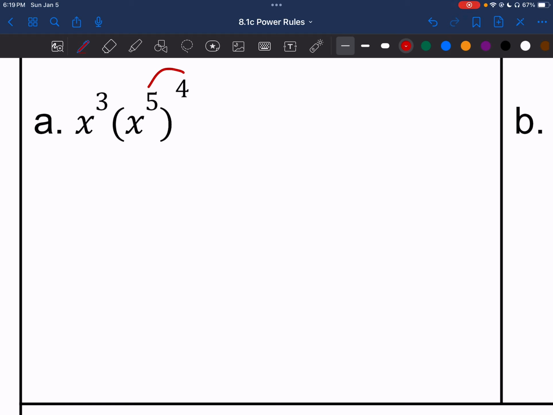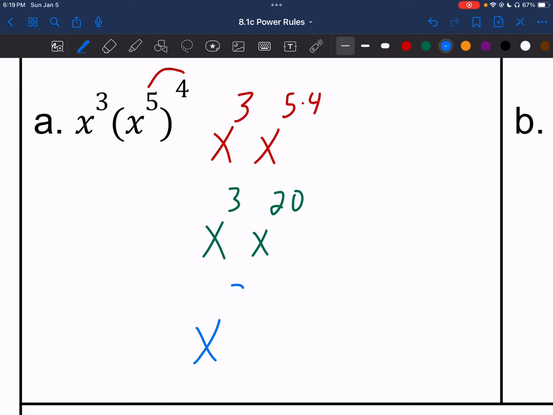When we do this, we have x to the third power, and we have x to the 5 times 4 power. All right, so let's simplify that. X to the third power, and we have x to the 20th power, and we have a total of x to the 23rd power.